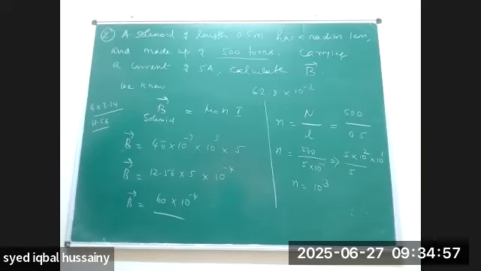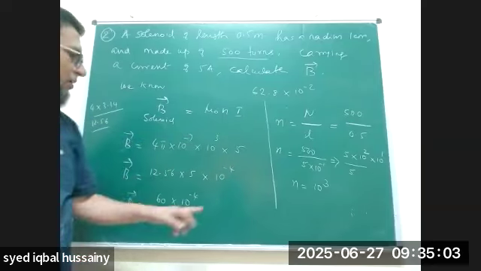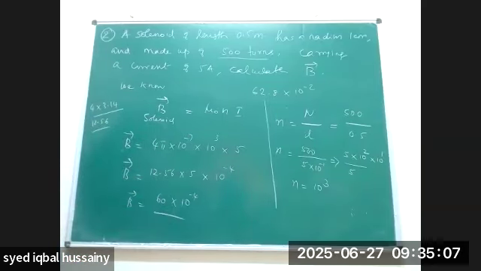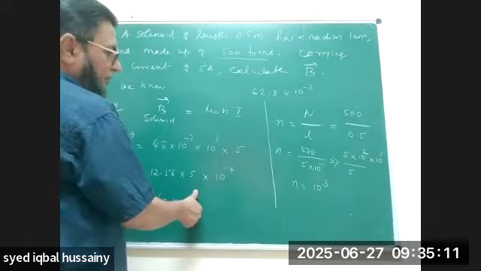Sir, 6.28 into 10 raised to minus 3. 16 is coming correct, approximately, but the power of ten is missing. 10 to the power minus 3; minus 3 is not minus 4. Minus 3, okay, okay. So minus 6? It is minus 3.